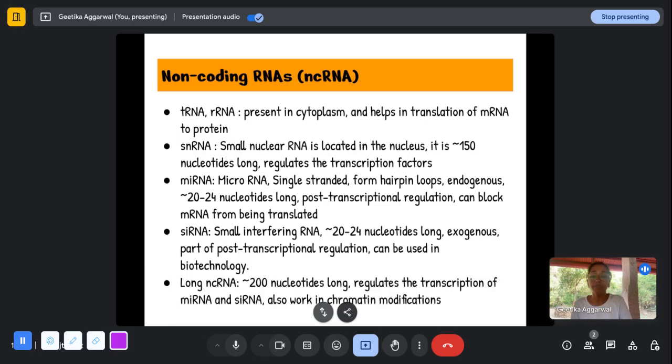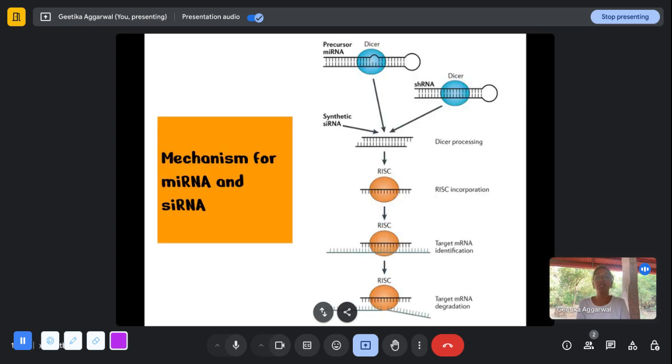And then long nuclear RNAs, they're around 200 nucleotides long, and they regulate the transcription of both microRNAs and siRNAs, and they work in chromatin modifications, which is another way of regulating genes or gene transcription.